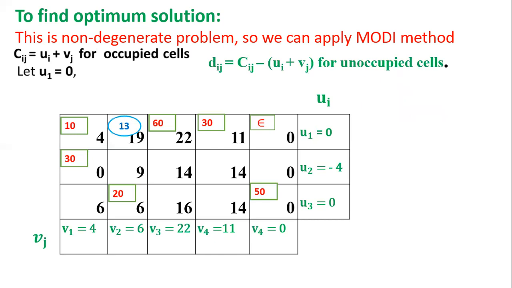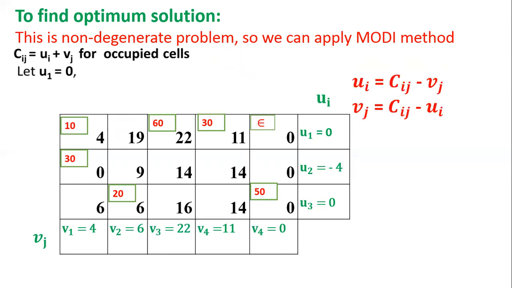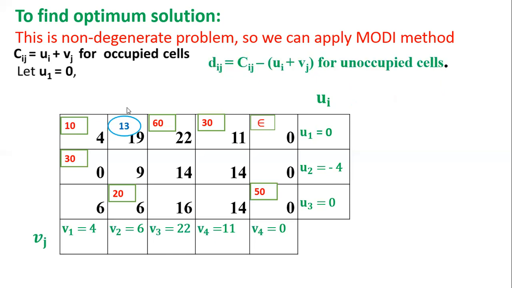Next condition is dij. dij equals cij minus (ui plus vj) for the unoccupied cells. So the ui vj values were found using the occupied cells. The dij values we have to find using the unoccupied cells, wherever there are no allocations. So now let's look at the first cell with no allocation.